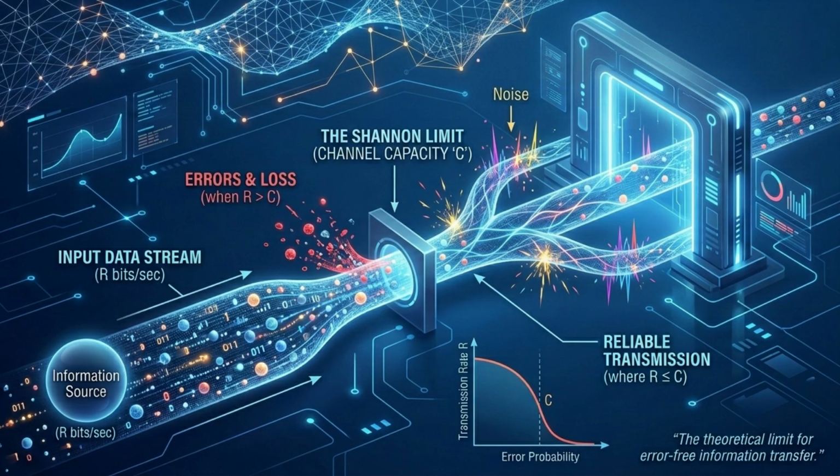This naturally leads to another important question. How much information can a communication channel reliably carry before errors become unavoidable? In the next lesson, we will explore the channel capacity idea and discover the theoretical limits of communication systems.